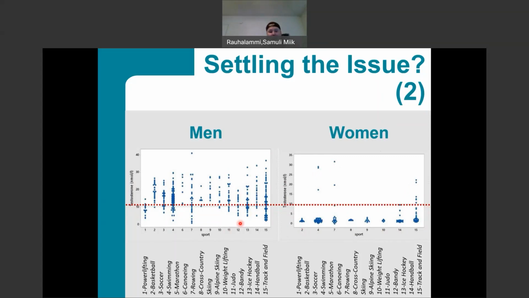And finally, I want to point out from this diagram that do notice that some men are below the 10 nanomoles per liter in their testosterone levels. So that can be also a thing to consider.